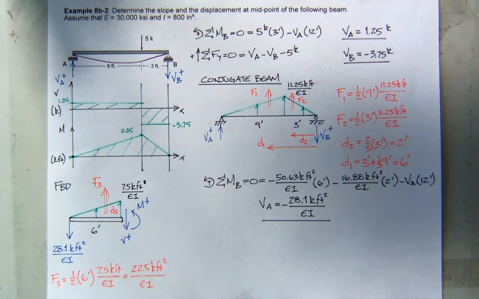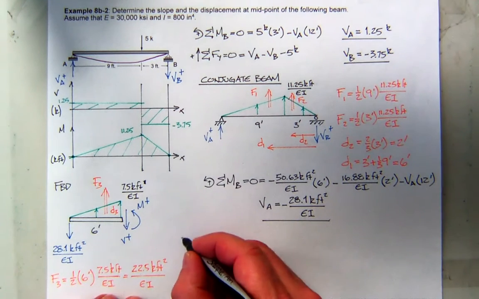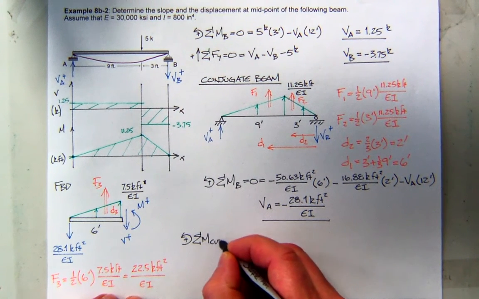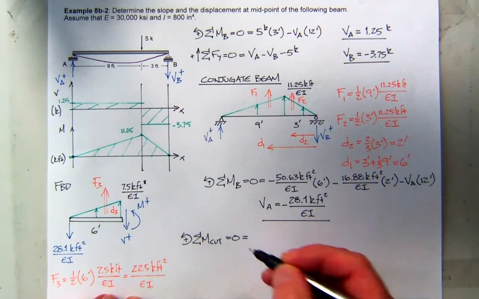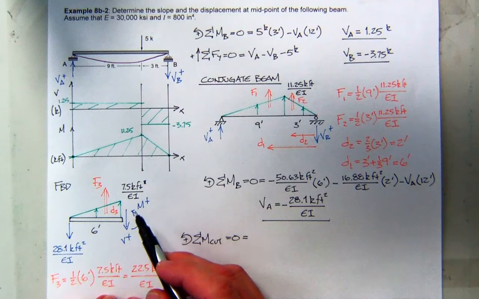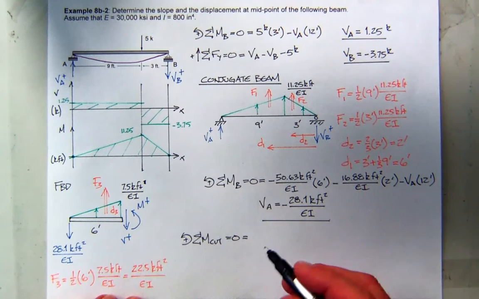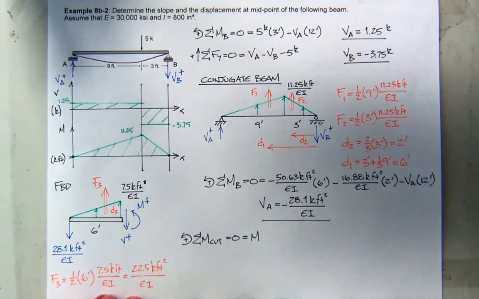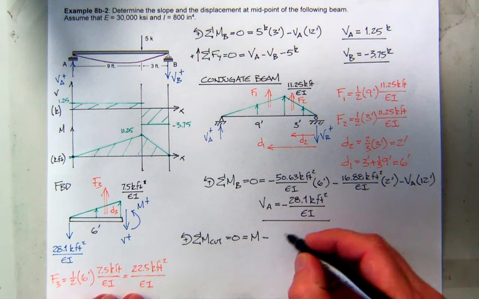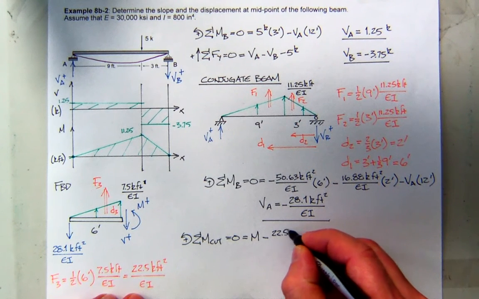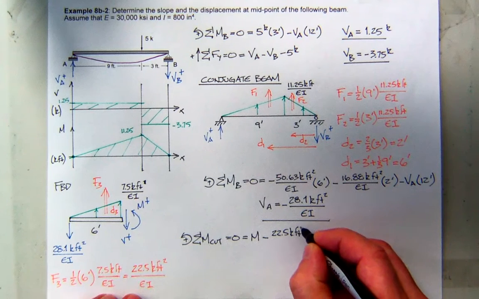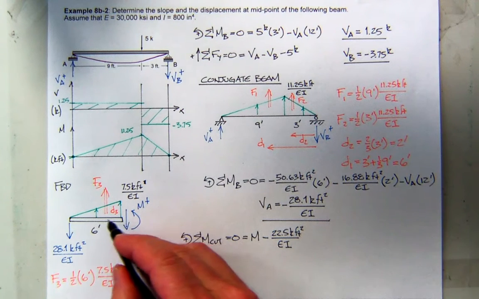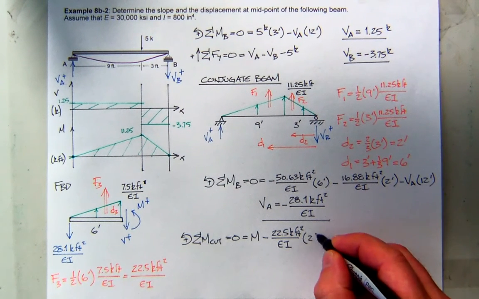Okay? So now let's sum the moments. So now I'll sum the moments at this cut and make sure it's in equilibrium. And what do I get? Well, starting here, this moment with my sign convention is positive. The moment about the cut produced by F3 is negative. So that would be negative 22.5 kip feet squared over EI. That's the force. And the distance, 2 feet.